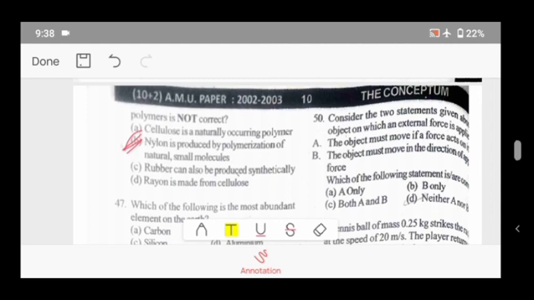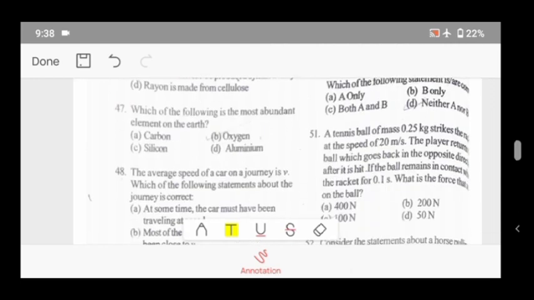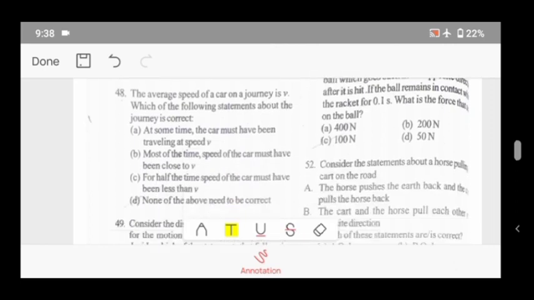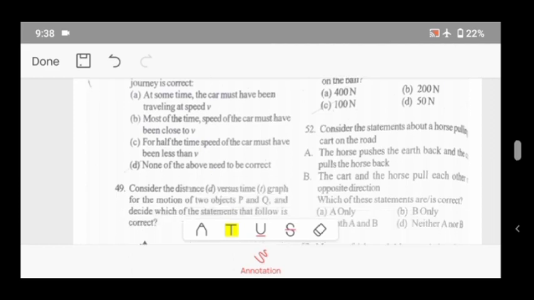Here, C. Consider the statements given below. When external forces are applied to an object, which of the statements is correct? The answer is D. Then 51. A tennis ball. You have to read the question. What is the force on the ball? So the answer is 100 N.